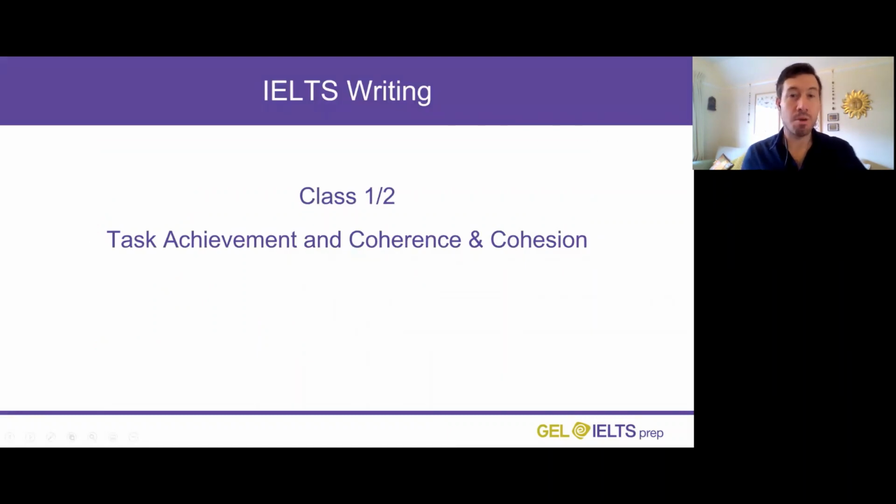This is class 1 of 2 and will last just over 20 minutes. First, we're going to talk about task achievement, and then we're going to talk about coherence and cohesion. So by the end of the session, you'll be more familiar with these two concepts and see how they affect your writing marks. Now, during the class, there'll be questions that you need to answer. These will appear below the video. I'll tell you when to answer them, and I'll give you 10 to 15 seconds for each one.